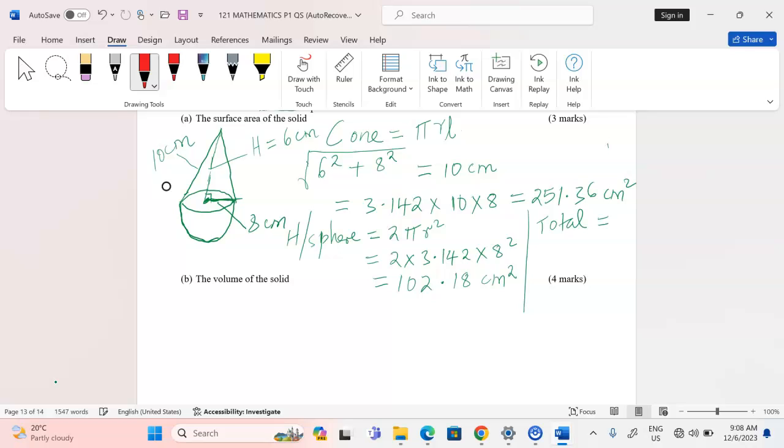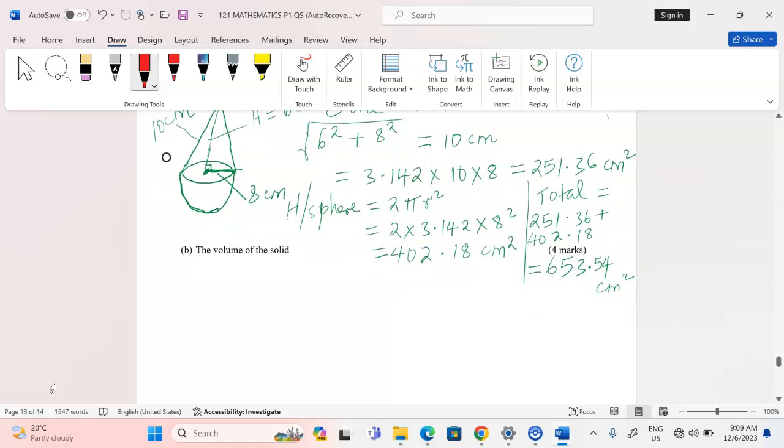So now after this, we can talk of the total surface area. When we take the two and add, we're going to get... Now let me confirm something. 2 times 3.142 multiplied by 64. This is 402, sorry, not 102. 402, yes. Then we are adding 251.36. This is going to be 653.54 square centimeters. So that is the total surface area.